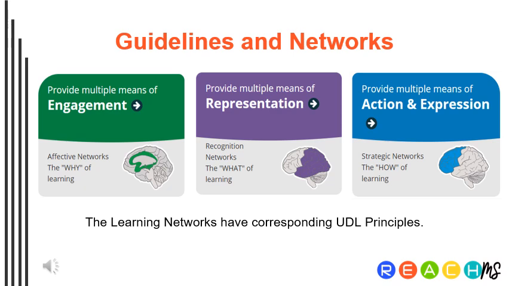The back of the brain becomes activated when a student is perceiving information, when they receive your lesson and they're trying to decide, what is this? The front of the brain is activated when a student is trying to decide how they're going to do something, what they're going to do with it, how to interact with materials, and how to express what they know. That's called the strategic network.